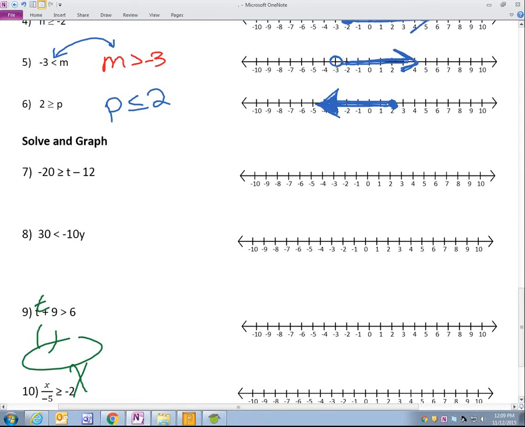And a way to keep yourself from making a mistake when you switch things around: look how the arrow is pointing at the negative 3. The arrow is pointing at the negative 3 for the first one, for number 5. And see how when I switched it, the arrow is still pointing at negative 3.